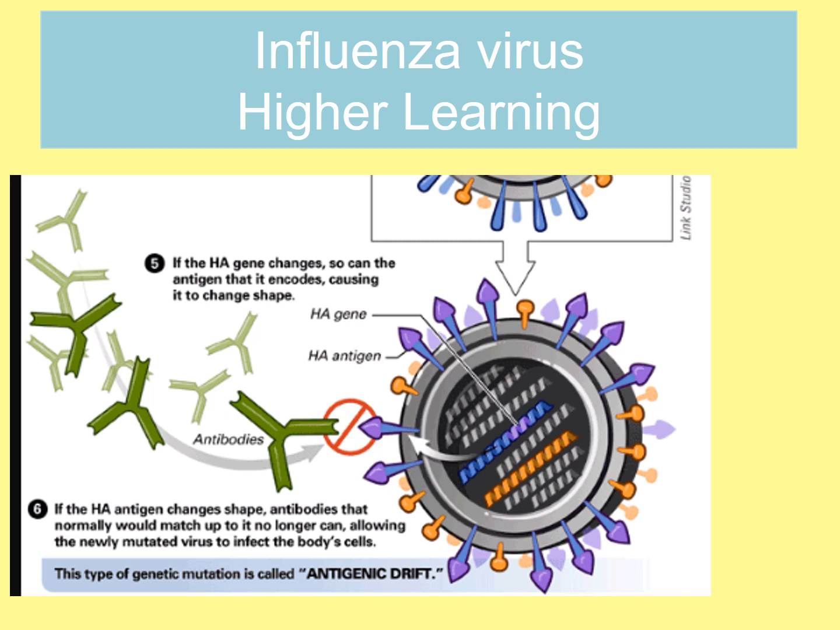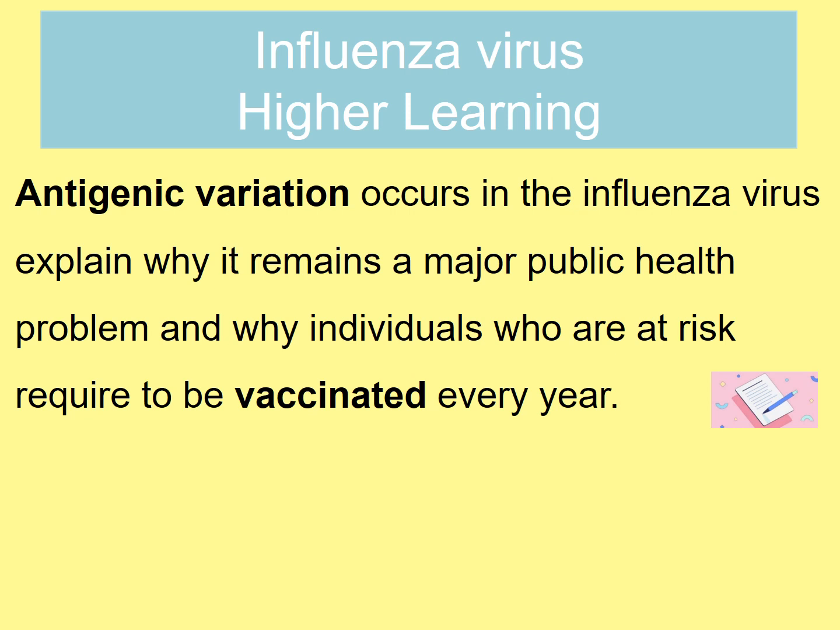Production of new antigens enables the influenza virus to avoid the effects of the human body's immunological memory. This allows it to reinfect the person because its new antigens are not recognised by their memory cells. Antigenic variation occurs in the influenza virus, explaining why it remains a major public health problem and why individuals who are at risk require to be vaccinated every year.